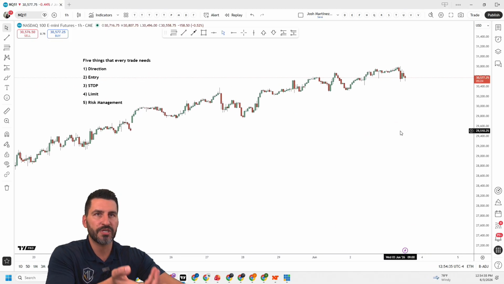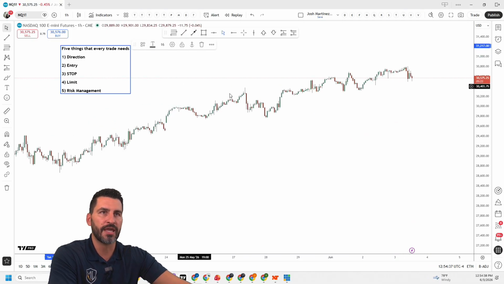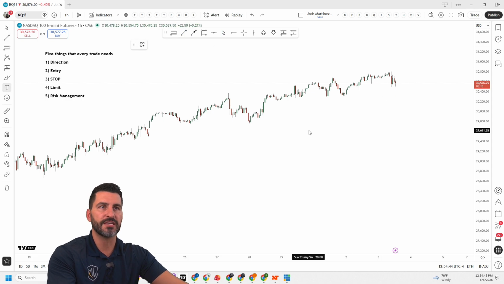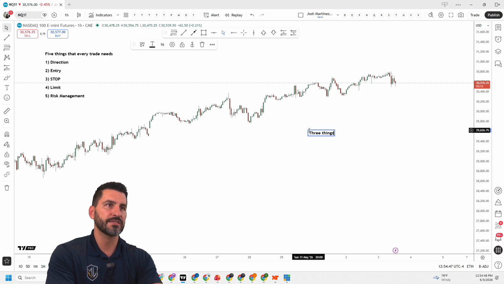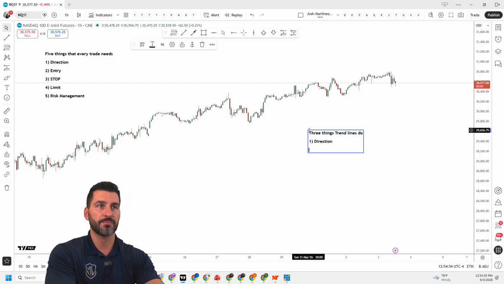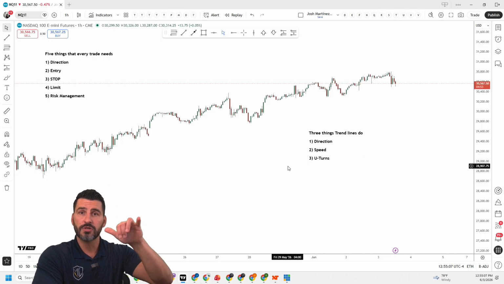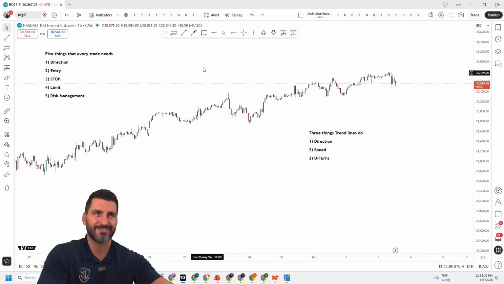So the first thing that we can do to find direction is I like to draw a hand-drawn trend line. And so how I like to do my trend lines is I just draw them backwards. So there's 3 things trend lines do, which are, number 1, they'll give you the direction. Is the market going up or is the market going down? Number 2, they'll give you speed. How fast or how slow is the market? Number 3, they'll give you U-turns. The most important thing for a trend line is to give you a U-turn. If the market touches your trend line, the market should bounce or reverse. And if it's not doing one of those 2 things, you got a bad trend line.